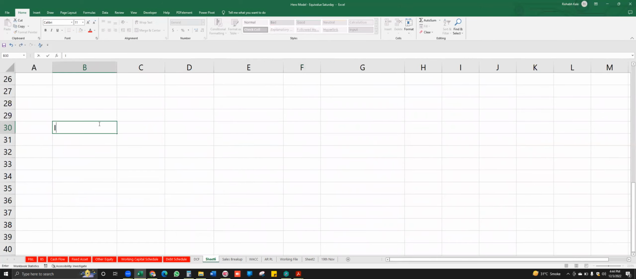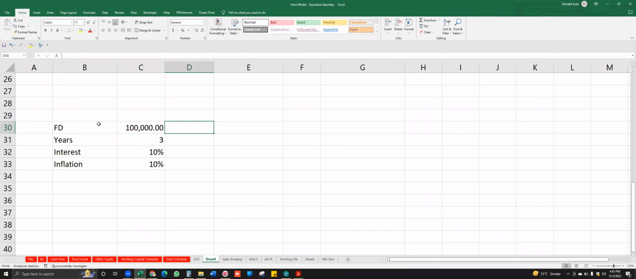When you invest in a fixed deposit, you invested 1 lakh, okay, for 3 years, and the interest rate was 10%, and inflation was also 10%. Okay, can you tell me the cash flows that you will earn in 1, 2, and 3 years? How much cash will you earn in the first year?